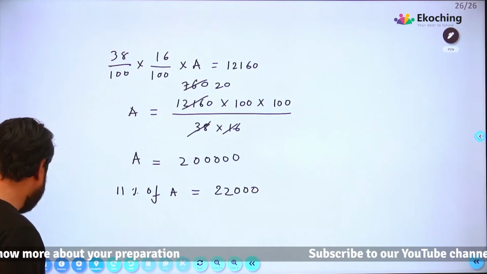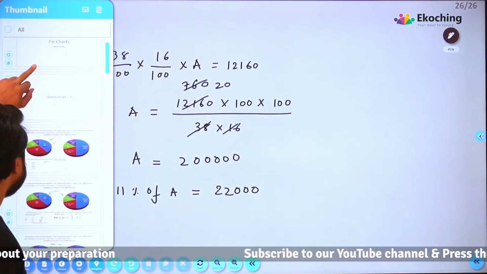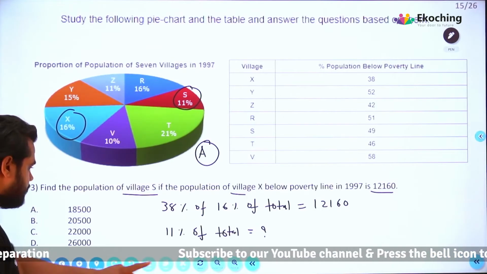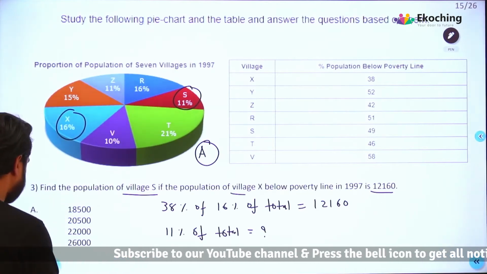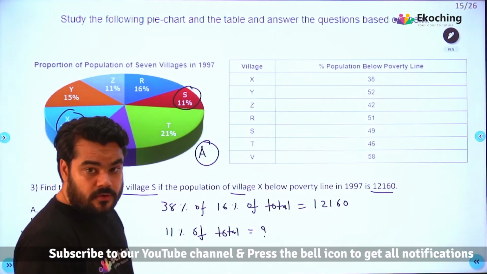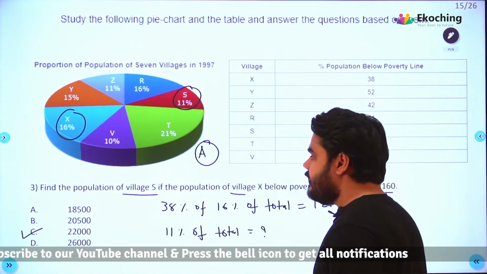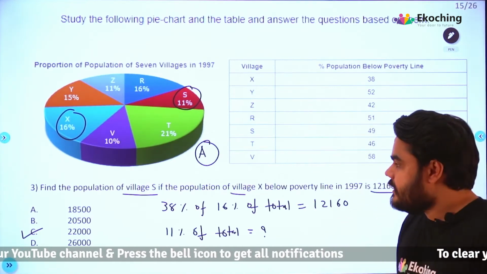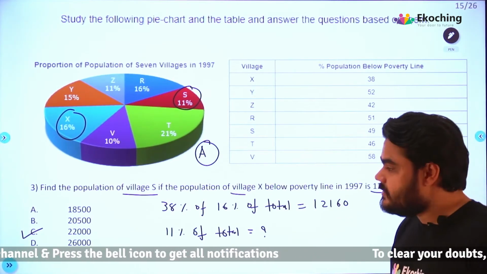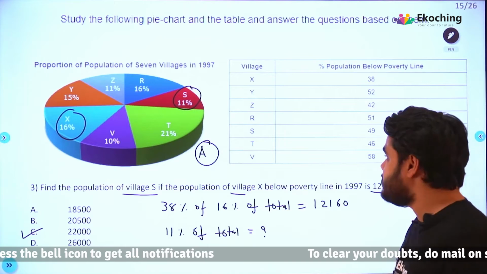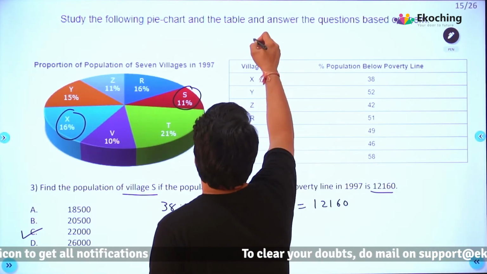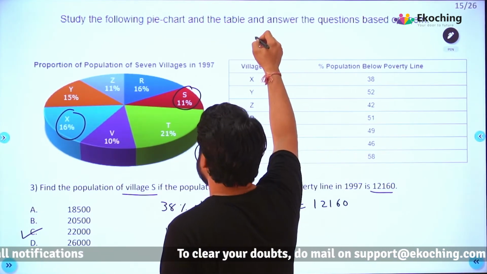So let me go to the question and the answer is 22,000. Okay, the answer is 22,000. Now, is there another way to find the answer? Is there any other way to find the answer? Yes. Is this the best way? No. Another way? Yes. Why?